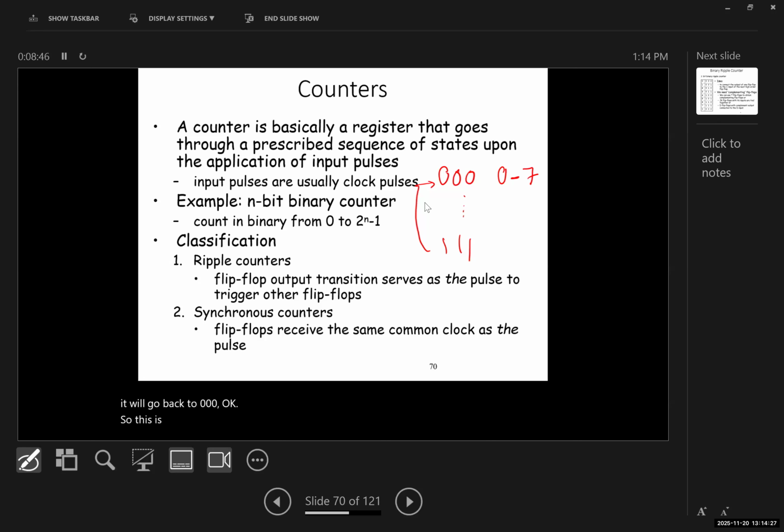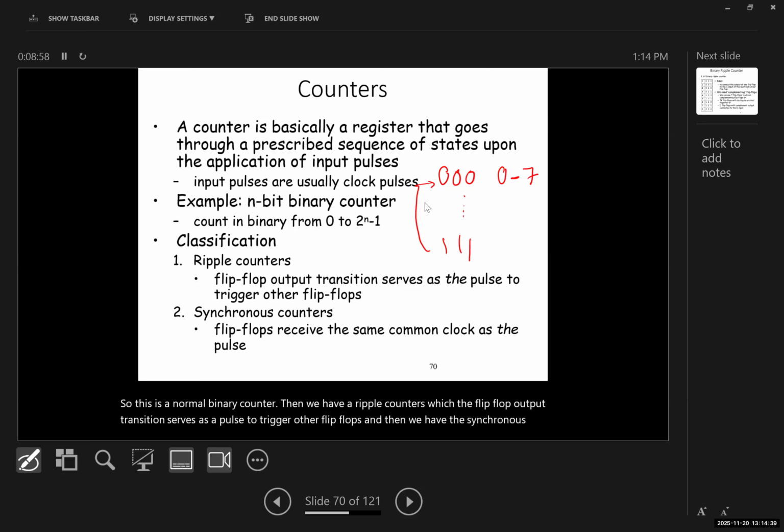Then we have ripple counters, in which the flip-flop output transition serves as a pulse to trigger other flip-flops. And then we have synchronous counters, in which the flip-flops receive the same common clock as the pulse. The ripple counter is like a serial counter. In the synchronous counter, the clocks are in parallel. The ripple counter is like a domino. When you put dominoes, it has a domino effect. The first one is activated, the output of the first one triggers the clock of the second one, and so on.